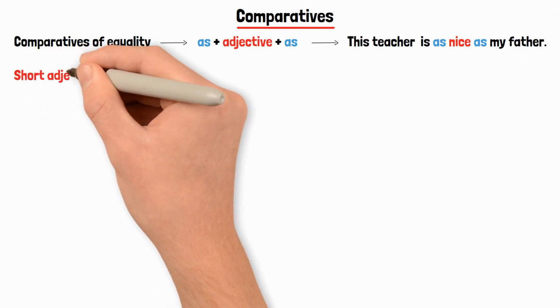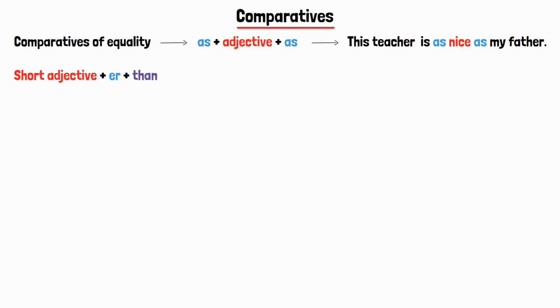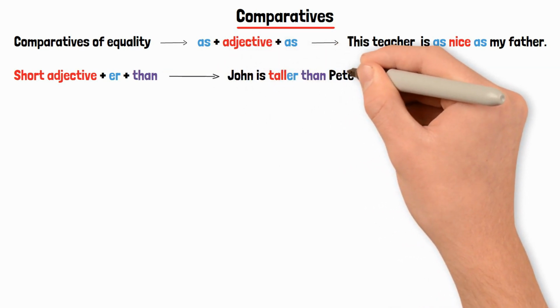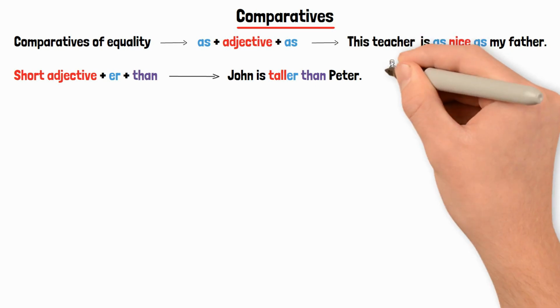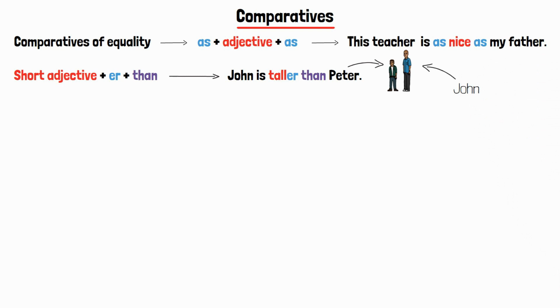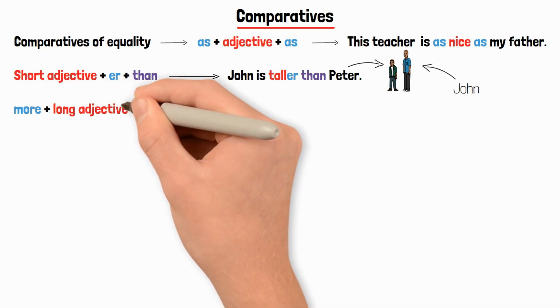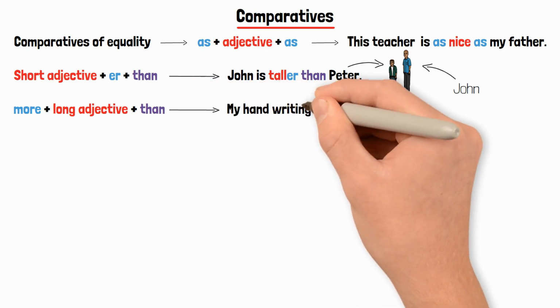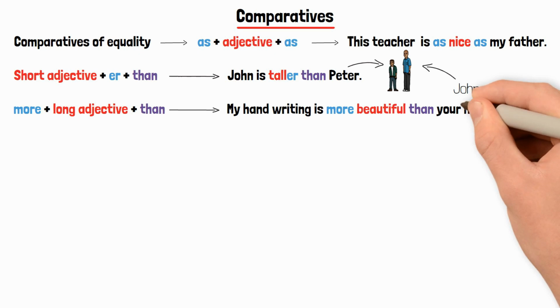Short adjectives plus er plus than. John is taller than Peter. It means that Peter is short compared to John, right? More plus long adjectives plus than. My handwriting is more beautiful than your handwriting.